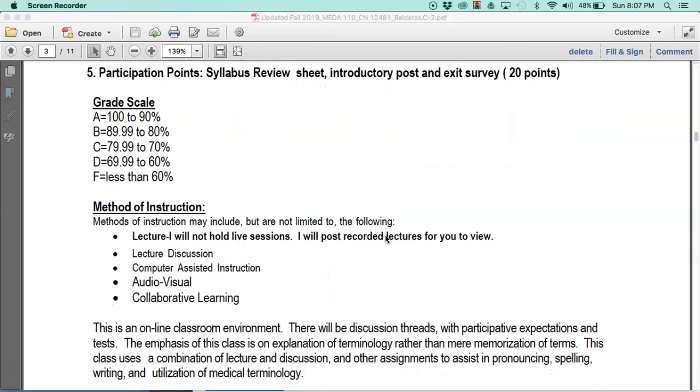If you don't take the final exam, you will receive a 0. There are some participation points for this class. The syllabus review sheet that you sign after you listen to me and you read the syllabi, you're just saying that you acknowledge it. That's worth 5 points.